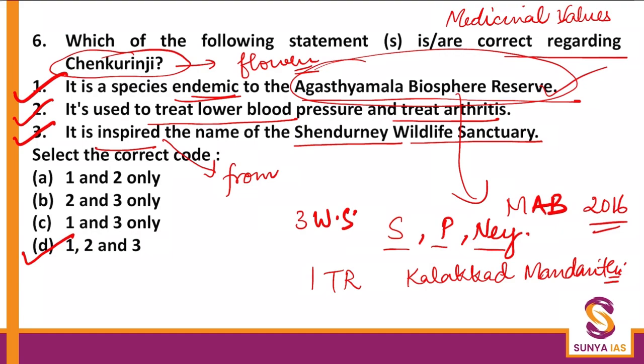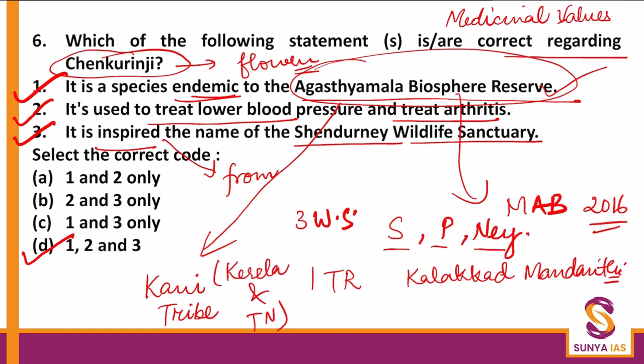And this reserve, Agastamala, which tribes live there? Kani tribes. Between Kerala and Tamil Nadu. These are certain extra facts related to the question.